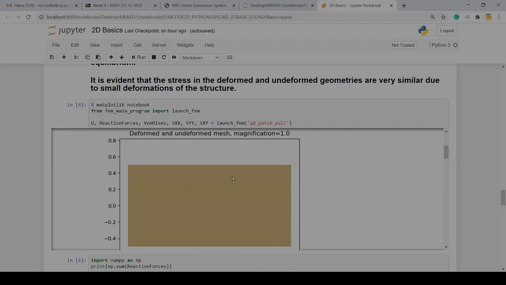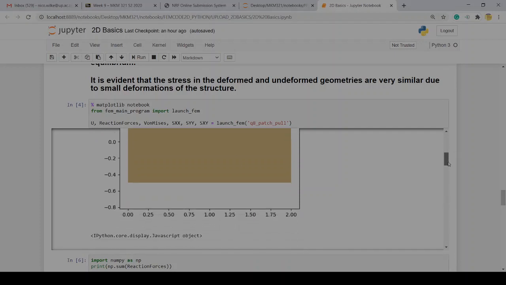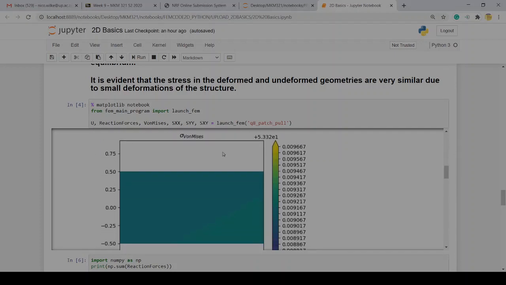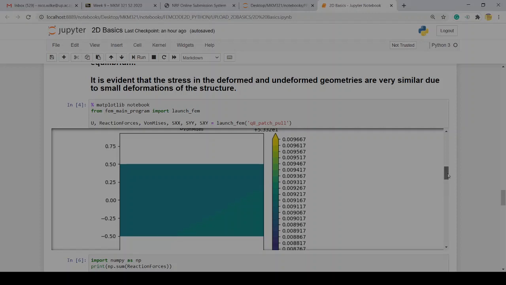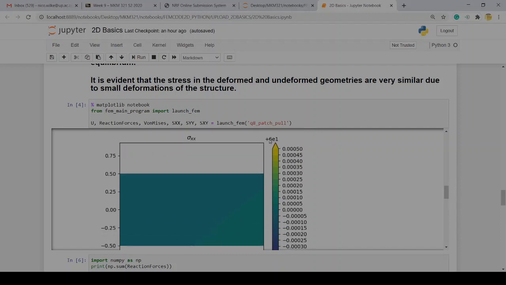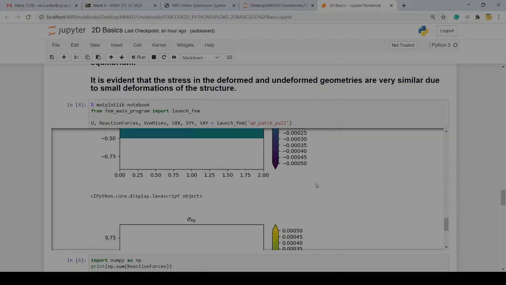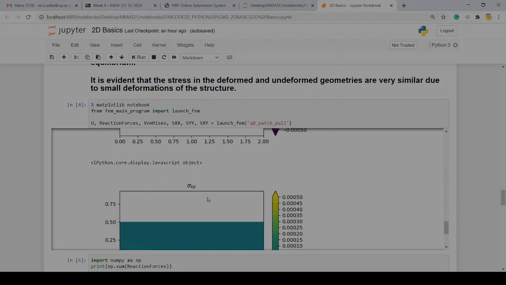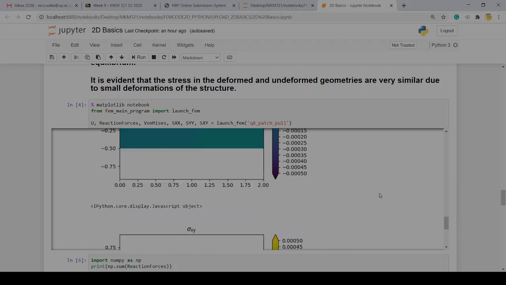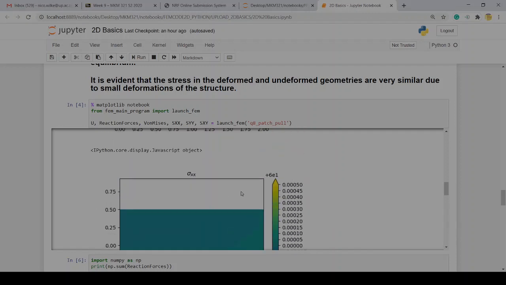Undeformed, magnification factor of 1. That's how it looks. Look at that. Volumetric stress 53 megapascals. Because remember, this is now in newtons and millimeters, so the stress is automatically in MPa. 60 MPa, spot on for sigma XX. Sigma YY is 0 as expected, and sigma XY is also 0 as expected. So essentially the only non-zero component is sigma XX.